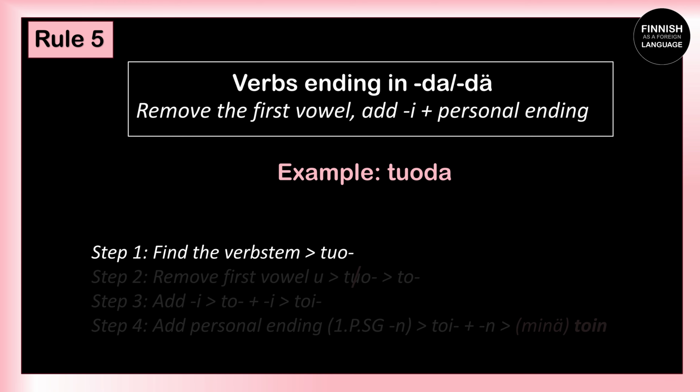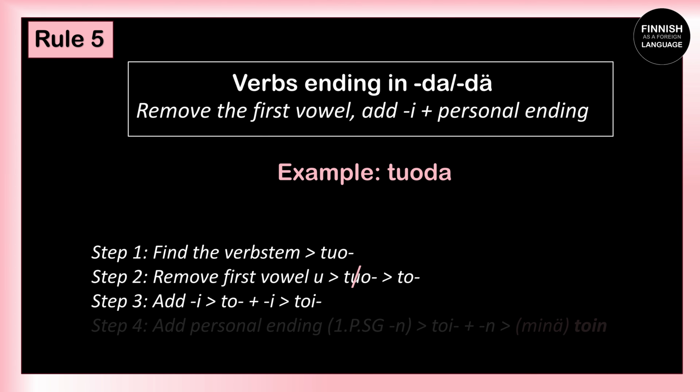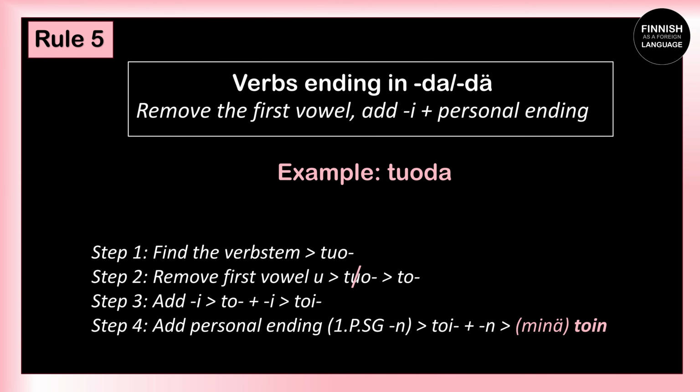So in the first step we have to find the verb stem, which is tuo. Then in the second step we have to remove the first vowel, which is u. So that means we remain with to. In our third step we add the past tense marker i. So that means we have to plus i is toi. And then in our last step we add the personal ending.